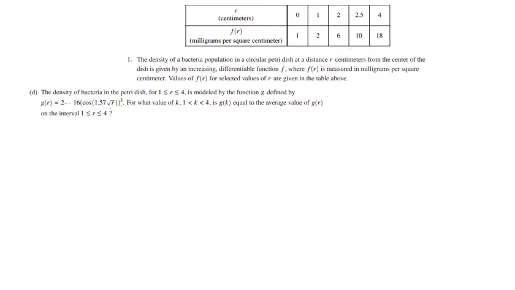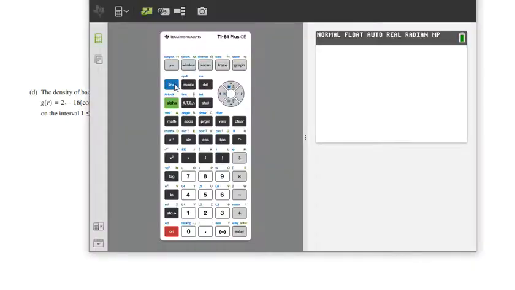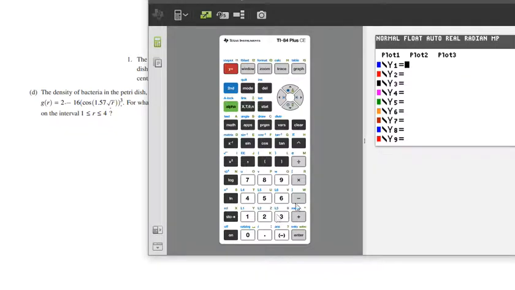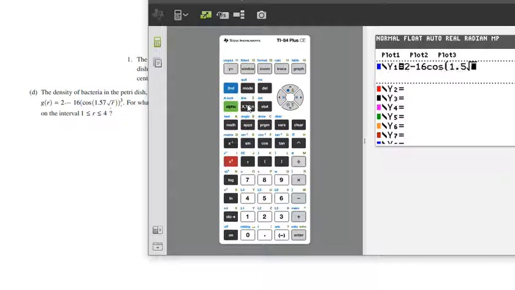So we're looking for what value of k between 1 and 4 is g of k equal to the average value of g of r on this interval. Now the first thing I'm going to do is input this function into the calculator, so I have it in there. So I'm going to go into my y equals menu, and I'm going to just stick this function right into y1. So I'm going to say 2 minus 16, open parentheses, cosine of 1.57 square root of r. We're going to have to use x instead of r.